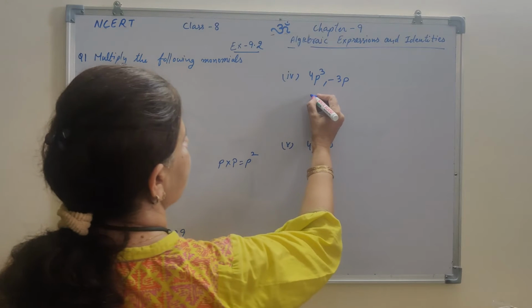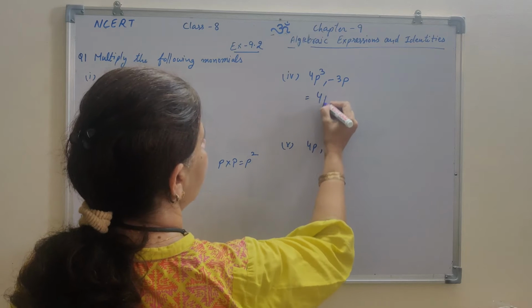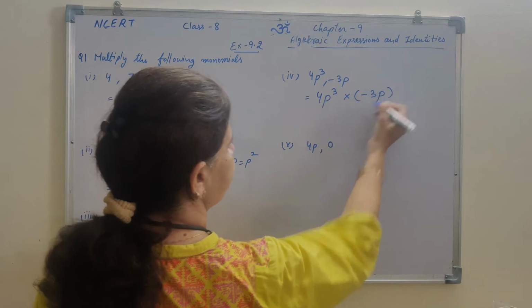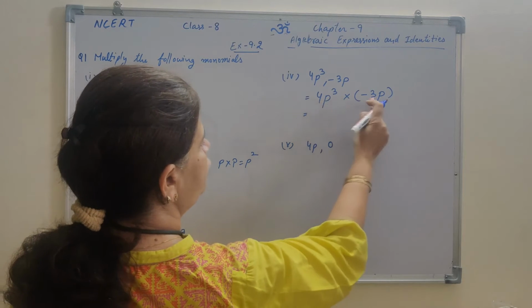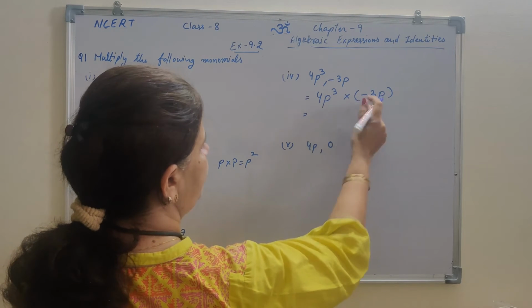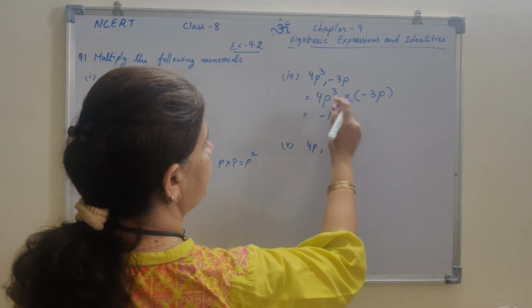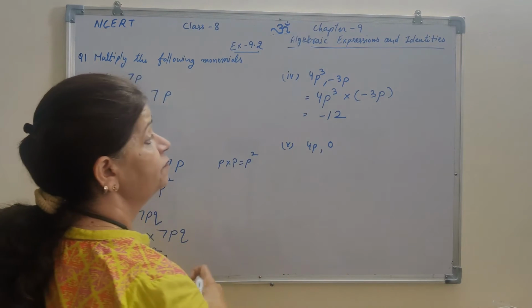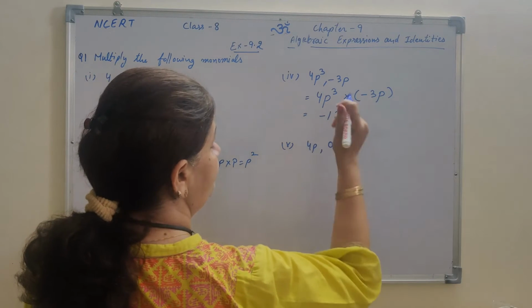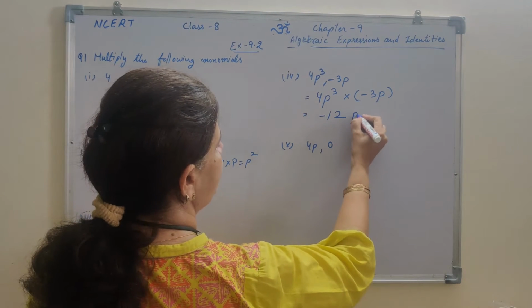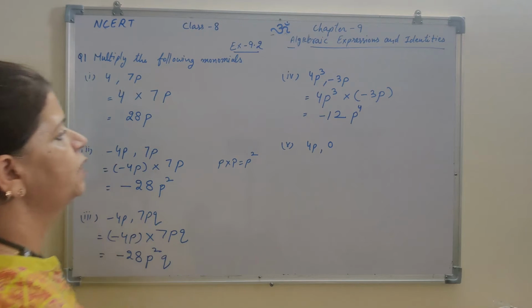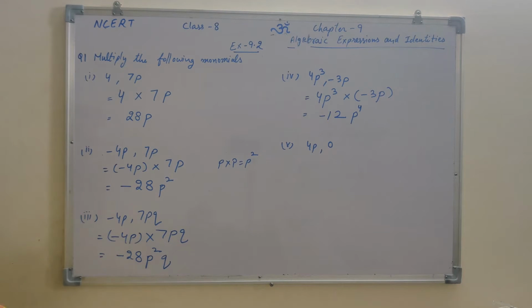Next part we will see is 4p cube multiply minus 3p. Okay, 4 into minus 3 is minus 12. P power 3 and p. You know the rules of exponents. Powers will be added because they are in multiplication. So the answer will be p power 3 and 1, 4. So it is minus 12 p power 4.